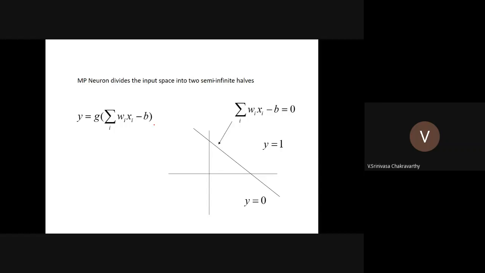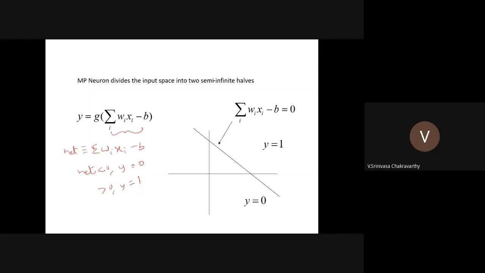Now the McCulloch-Pitts neuron, let us see what exactly it is doing. When the argument here is negative, the output y is 0. Sometimes people use the notation net. Net is defined as the sum of wi xi minus b. If net is less than 0, y is 0. If net is greater than 0, y is 1. So it's a step function.